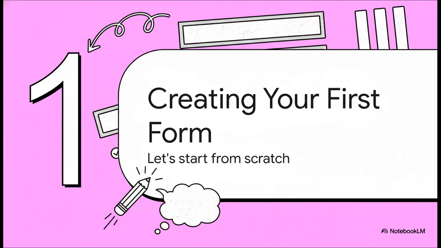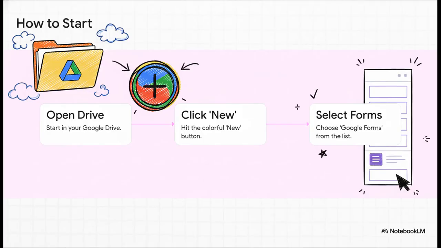All right, first things first. Let's start right at the beginning with a totally blank canvas. Everything starts right inside your Google Drive. It's literally a 3-click process. You hit that big, colorful New button, you scroll down a little bit to Google Forms, and boom, just like that, you've got a brand new untitled form ready and waiting for you.